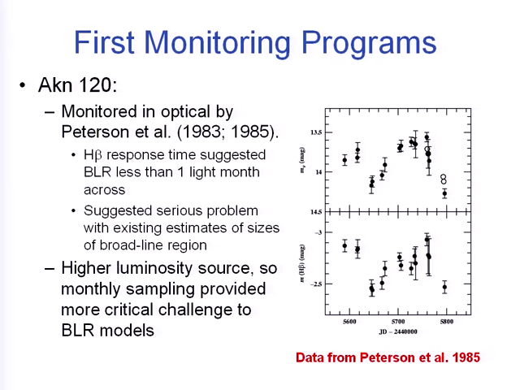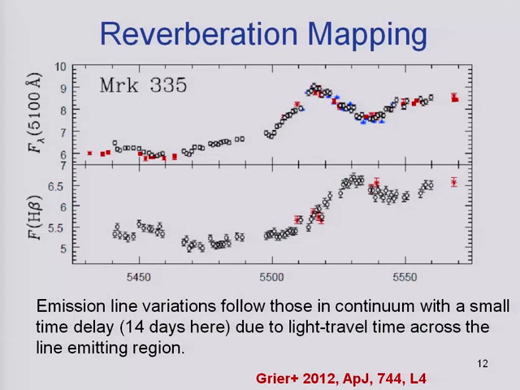And I had basically the same sort of experience monitoring Arakelian 120, which is a more luminous AGN. And you can see, again, month-to-month observations show this disturbing thing that the emission lines are varying extremely rapidly relative to the expectation from photoionization equilibrium models.